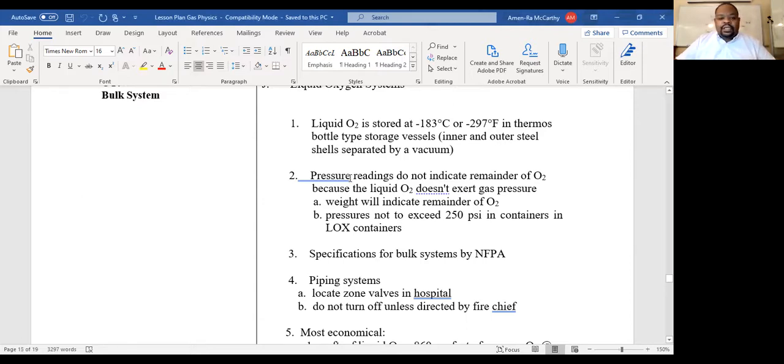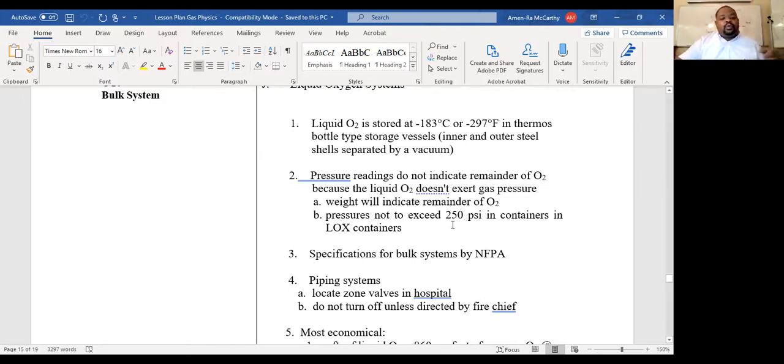All right. As far as how long liquid oxygen lasts, we use weight instead of pressure. Because liquid oxygen barely exerts any pressure. In a whole large, huge cylinder that I showed you standing outside of a hospital, if it's full of liquid, it only exerts a pressure of what? 250 PSI. That's nothing, right? So I can't use that to see how long it's going to last.